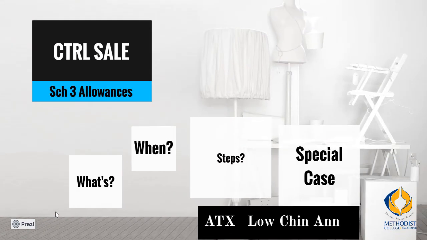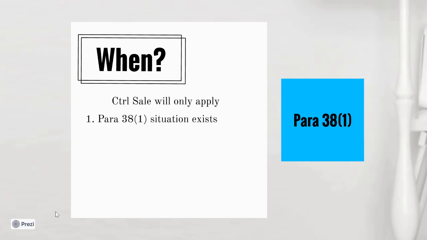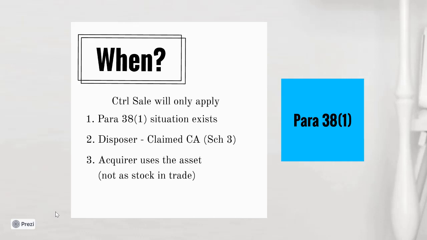Okay. Now the next question that you're going to have in mind is when does control sale apply? There must be 3 conditions for control sale to apply. Number 1, there must be a para 38(1) situation. Number 2, the disposer must claim CA. Must, okay? Number 3, the acquirer will be using the asset, meaning you're not buying it as stock in trade. You're going to use it.